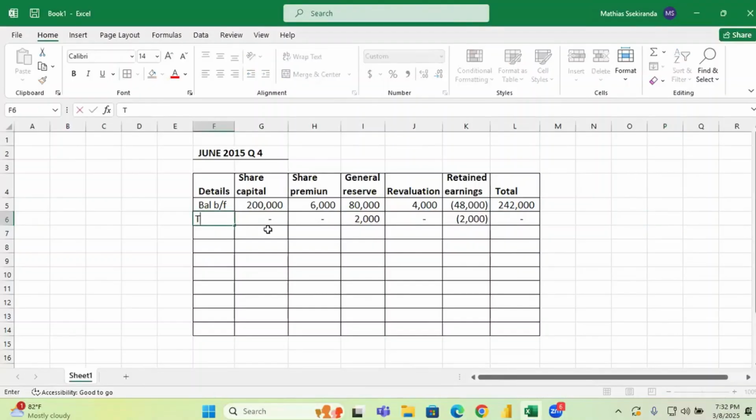And then here the narration will be transfer. Or under details, you say transfer. Or someone can say transfer from retained earnings to general reserve. But even if you say transfer, someone can just look at it: general reserve is positive, retained earnings is negative, so this money came from retained earnings. And the net effect on this horizontal line is 0. So in the total here, the effect is 0. Are we together, guys? Yes, we are following.